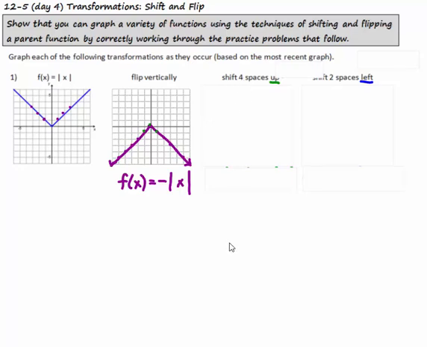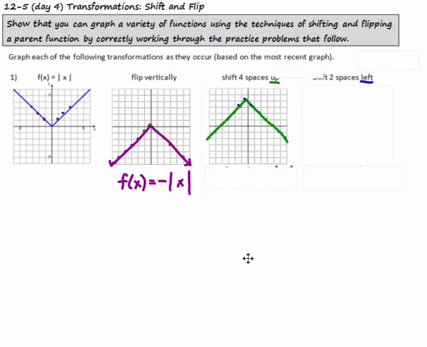We're going to shift that 4 spaces up. So I'm going to take this vertex here and I'm going to move it 4 spaces up. And every other point is going to follow. Okay, so you can double check your work there. And as before, pause the video if you need to.